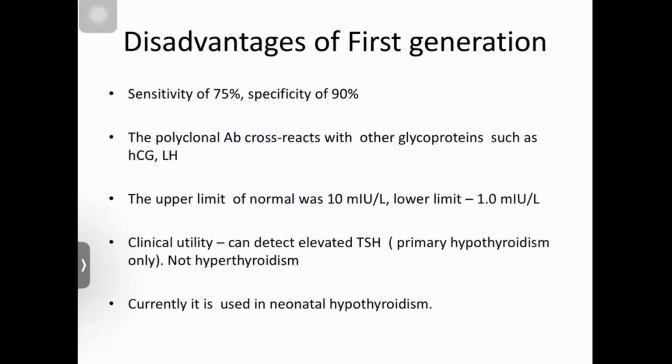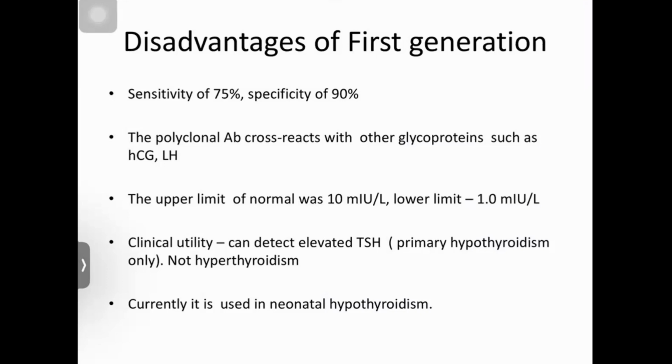So it was not that sensitive. Sensitivity was around 75%, specificity was 90%. Because we're using a polyclonal antibody, right? An antibody which is not specific just for TSH, because it can bind to both the alpha and beta subunits, and since the alpha subunit is present in other glycoproteins such as HCG, human gonadotropins, and luteinizing hormone, there is a lot of cross reaction. So even these are retained by the antigen binding sites of the antibody. And the upper limit of normal that we were measuring was all the way up to 10 milli international units, and the lower limit was around 1 milli international unit per liter.